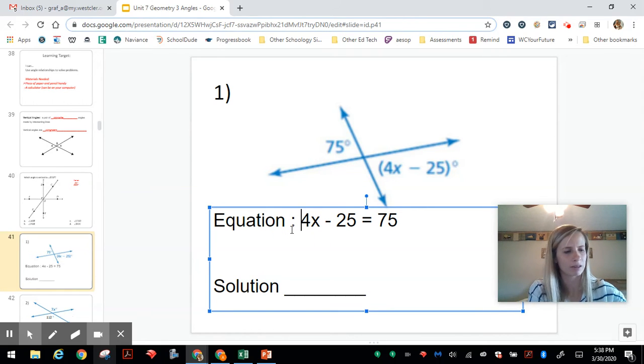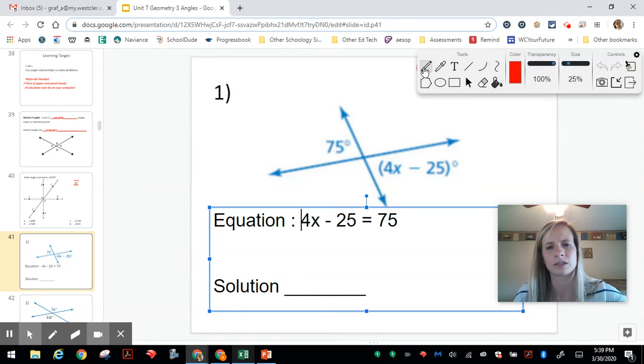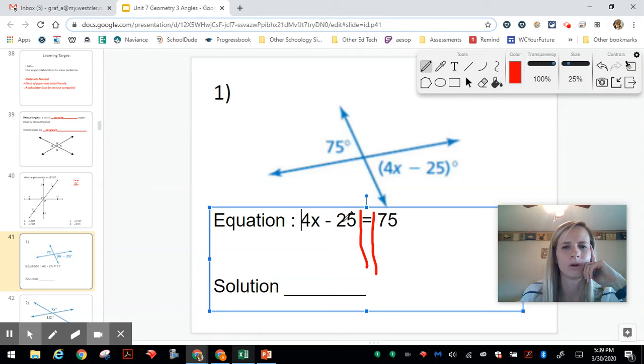So go ahead and write that as number 1 in your first box. 4x minus 25 equals 75. Okay, you guys are pretty experienced at doing 2-step equations. Think about what your first step would be in solving this. I know a lot of you like to draw the lines in like that, so you can do it on both sides. You can see what you do to both sides. So the first step would be to add 25 to both sides.